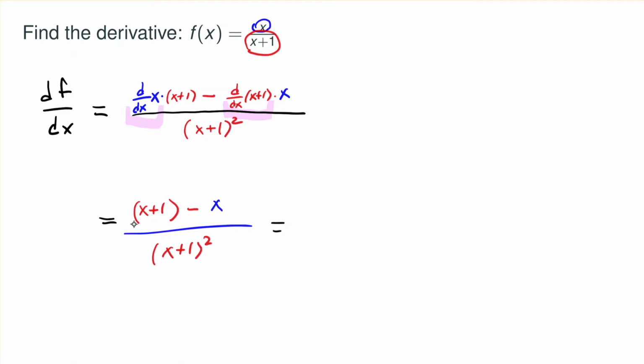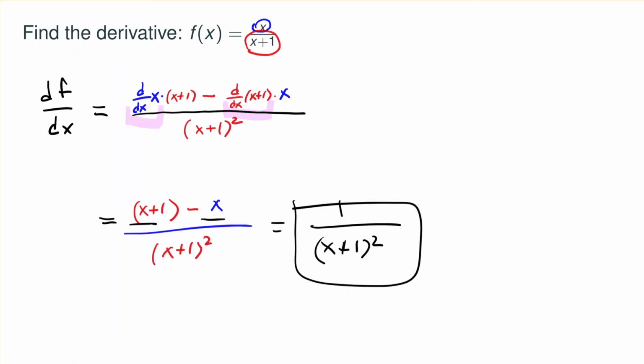And we can simplify. We can see that x and this x cancel out. So we have 1 over x plus 1 square. So this is the derivative of this function right here, x over x plus 1.